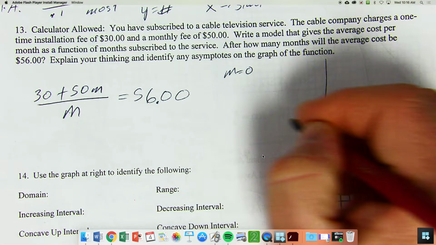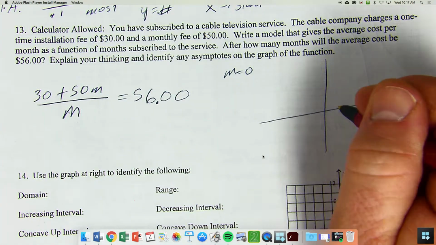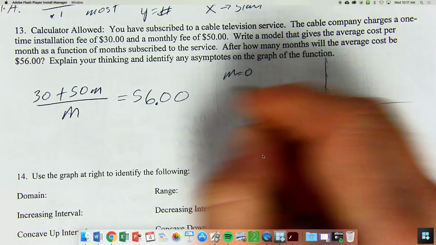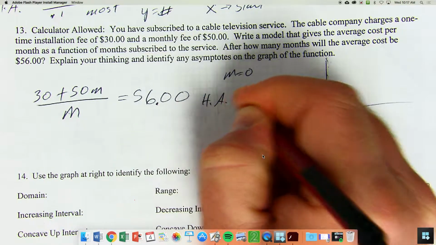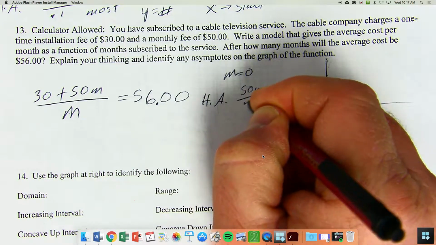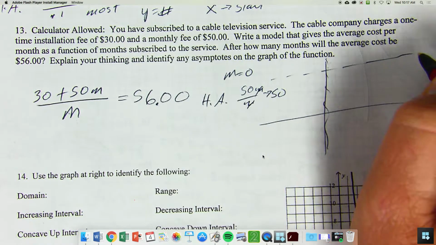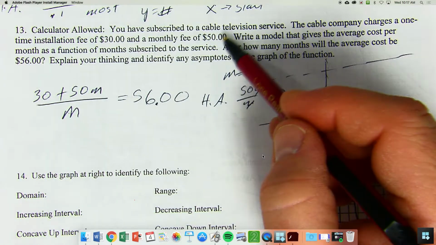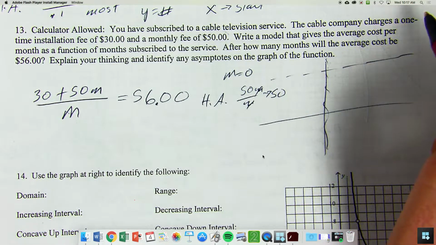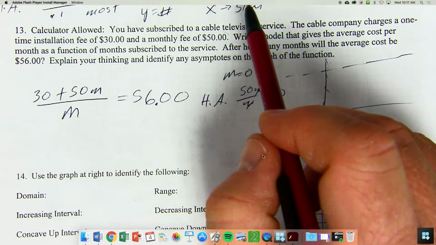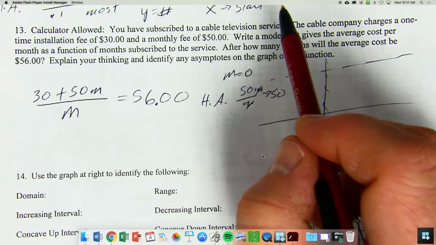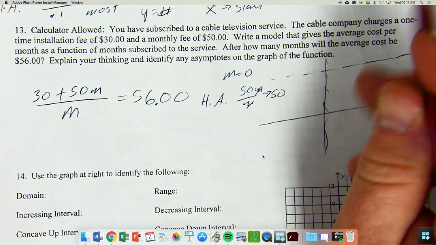It's a vertical asymptote. There is a horizontal asymptote at 50m over m, which is just 50, because the cheapest that it'll ever be is $50, because it's going to cost you $50 per month. You can get that one-time installation fee down to really hardly anything if you let the months get extremely large.